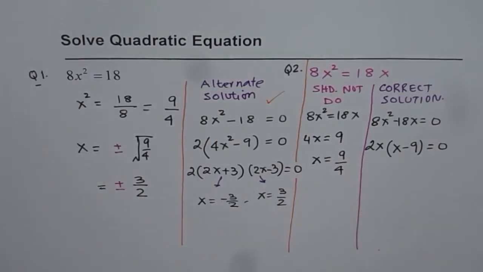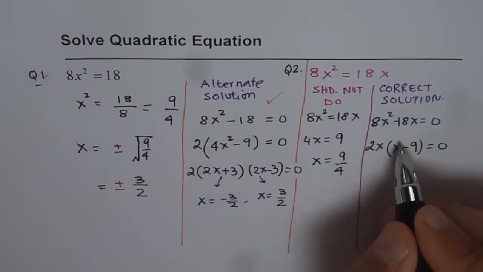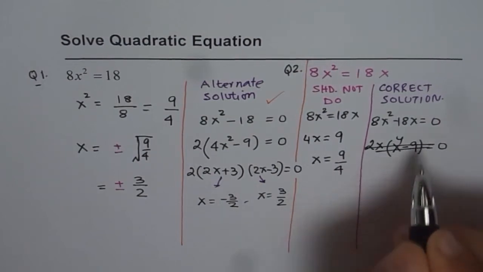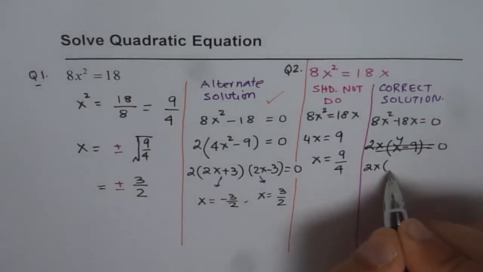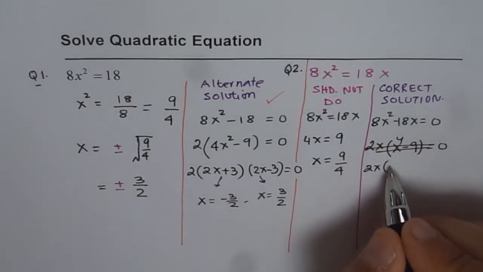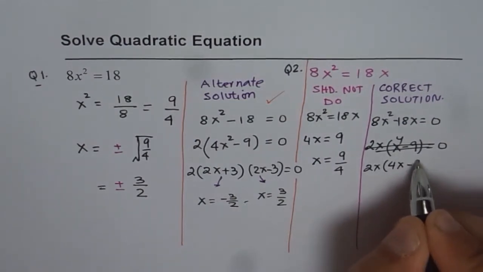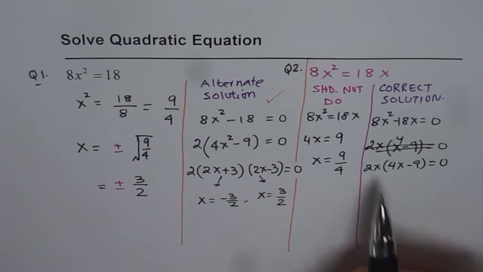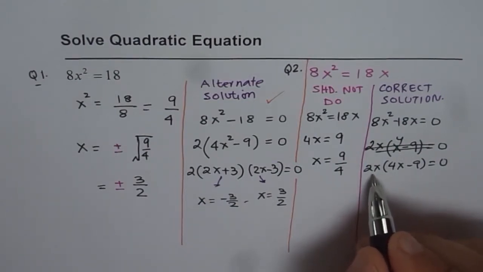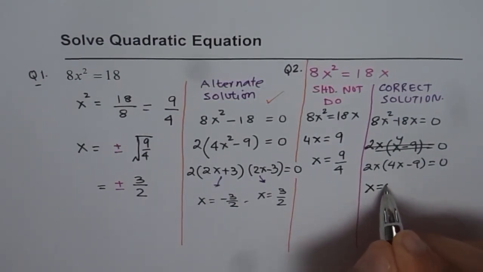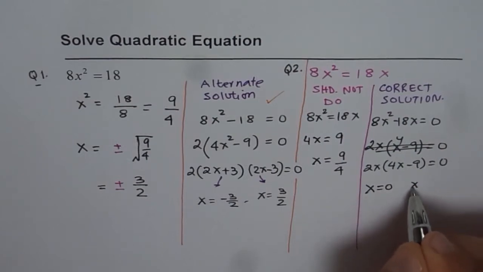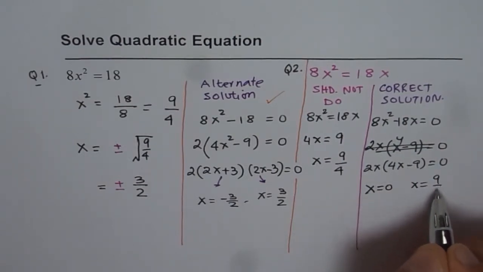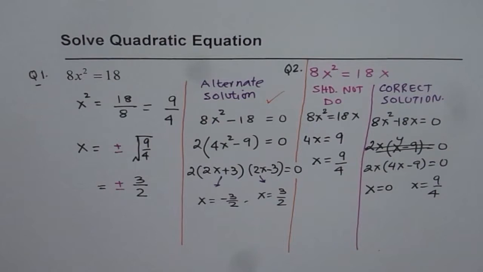Now when will this be 0? Sorry, when you take 2 common, this is 4x. Let me rewrite this, sorry. 2x times, when I divide this by 2, we get 4x minus 9 equals 0. When will this be 0? This is going to be 0 for x equals 0 as well. Do you see that? x equals 0 or x equals 9 over 4. We get two solutions.